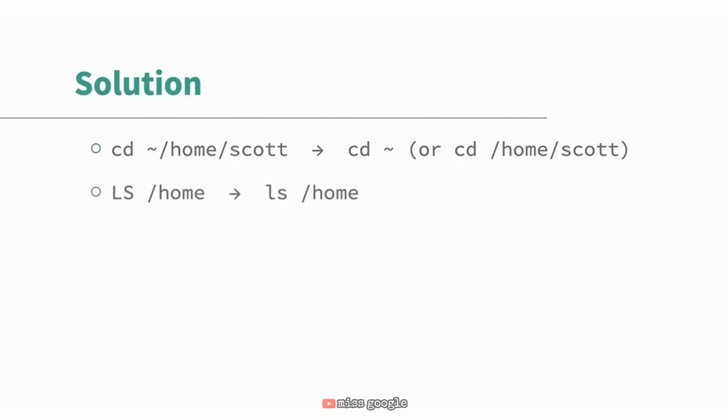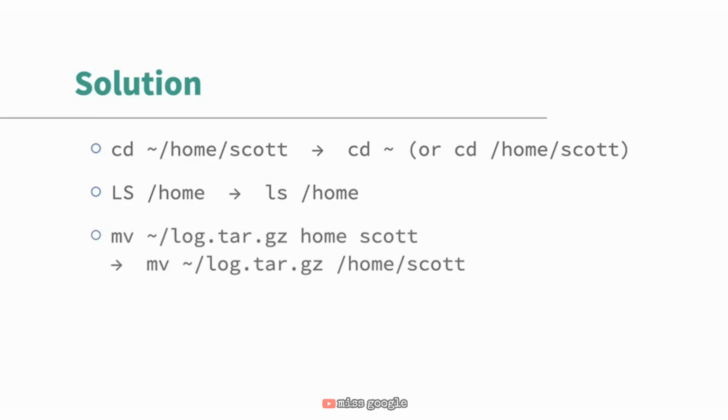The next question, LS /home, is incorrect because the ls command is capitalized. You may have noticed so far that all of the commands that we've been using have been lowercase, and that's because at the command line, command names are case sensitive. So we can correct this by using lowercase ls /home.